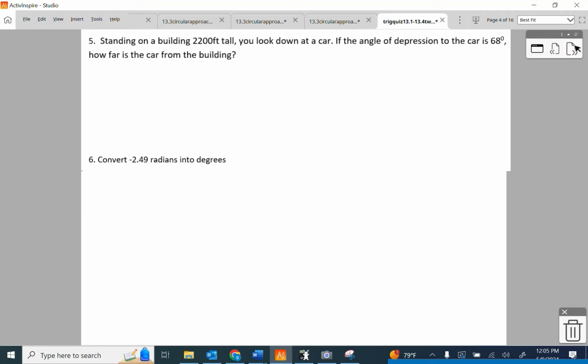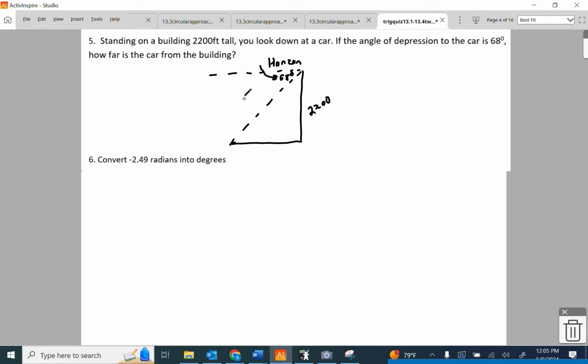Moving forward to number 5. Standing on a building 2,200 foot tall, you look down at a car. 2,200 foot tall. It's a tall building. It's like 40% of a mile. The angle of depression is 68 degrees, and that goes right there. The angle of depression is formed with the horizon. By a theorem called alternate interior angles, or it's a postulate, I can't remember what it's called, 68 degrees goes there. How far is the car from the building?